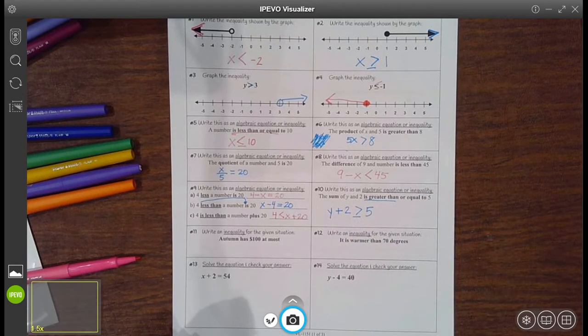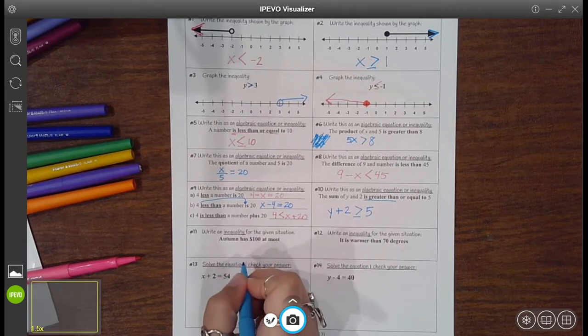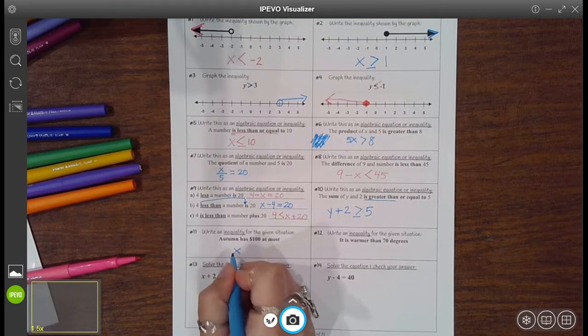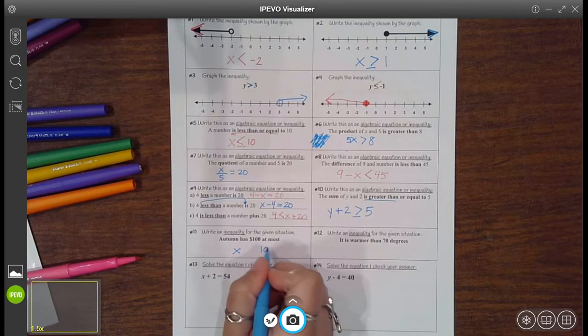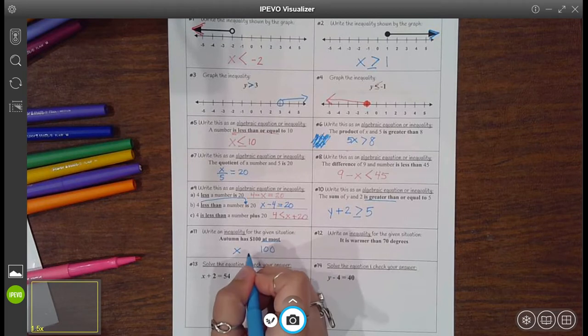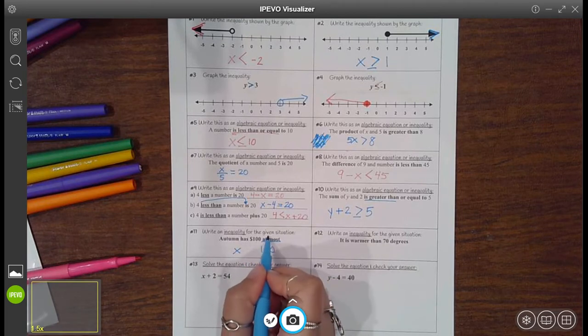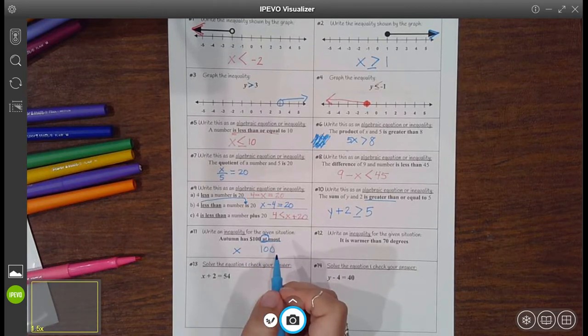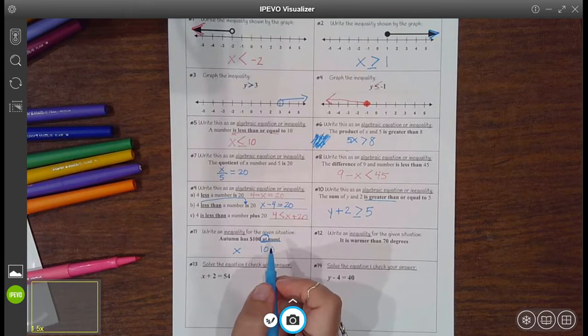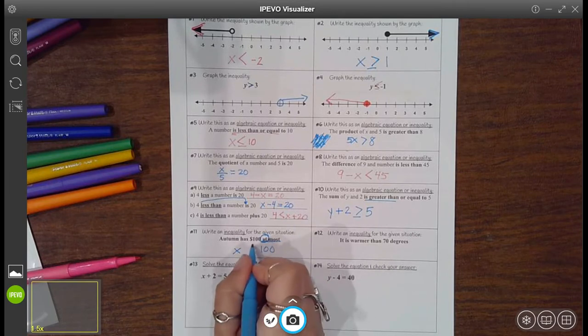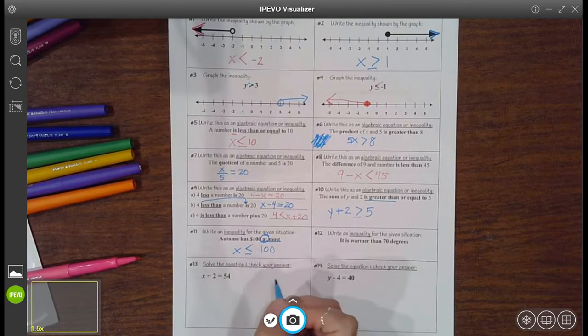Again, it's easiest if you write it as you read it. Okay. This one, you're talking about, Autumn has $100 at most. So some amount that we don't know, and it's being compared to 100. Now you see "at most," and you're like, oh, it's a greater than sign. But remember that I said whenever you see the word "at" or "no" with these inequalities, it's actually the opposite way you think. So instead of it being a greater than sign, it's a less than or equal to sign.